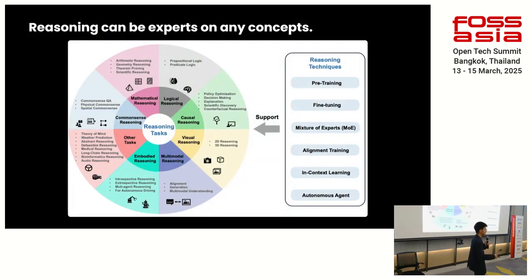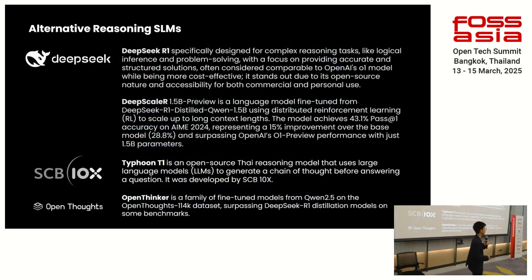So reasoning in small language models, or maybe large language models, can come in many types. It can be on mathematics, or on visual tasks, or on other tasks. And for the open source list, we can see DeepSeek is one really good on reasoning, and we also have a distilled 1.5 billion parameter model as a preview. Also in Thailand, SCB 10X provides Typhoon T1, which is based on the Thai language, and you can use it as a reasoning model.